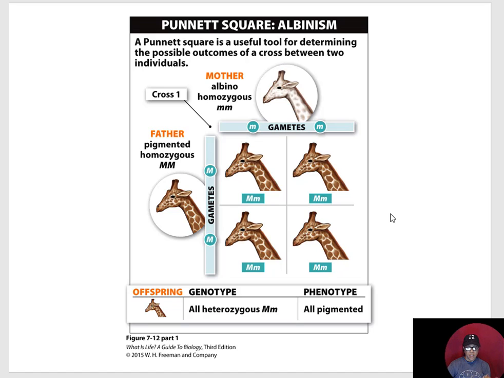So what's important to know when you're looking at a gene and you're trying to determine what the offspring are going to have is you need to know how that gene is going to express. Is it going to have a dominant and recessive type of expression? Okay? And we'll see that there are other types of expression that are possible as well. But we still use the Punnett square to determine them. All right.